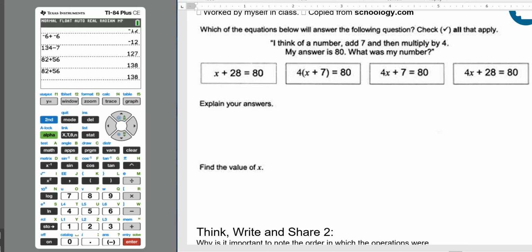Which of the equations below will answer the following question? Make a check by all that apply. Okay, I think of a number, add 7, and then multiply by 4. My answer is 80. What was the number?